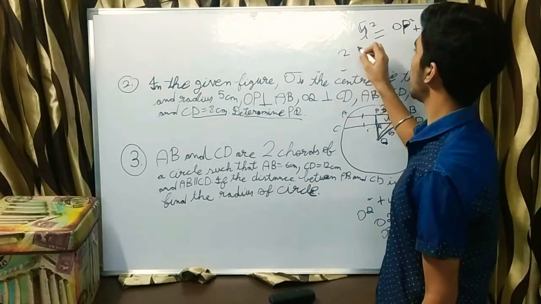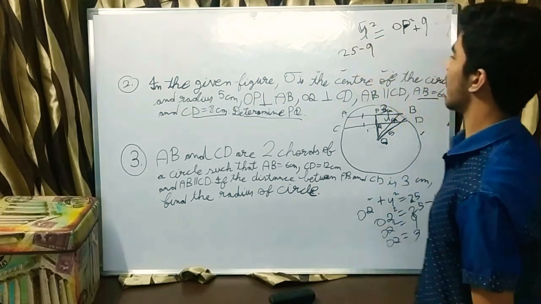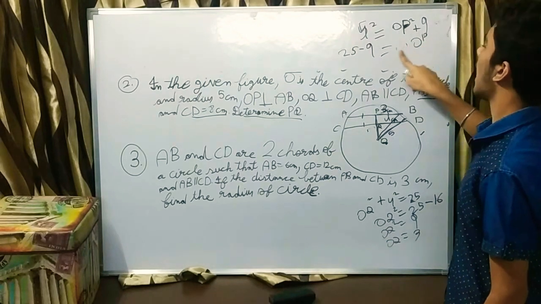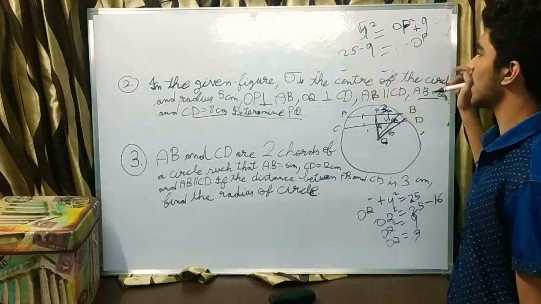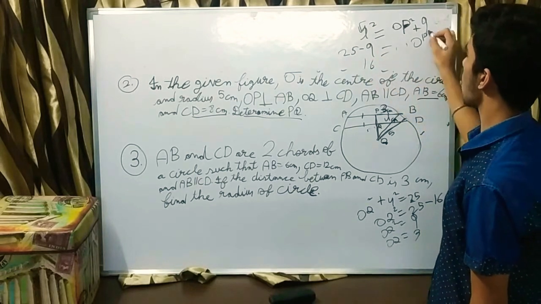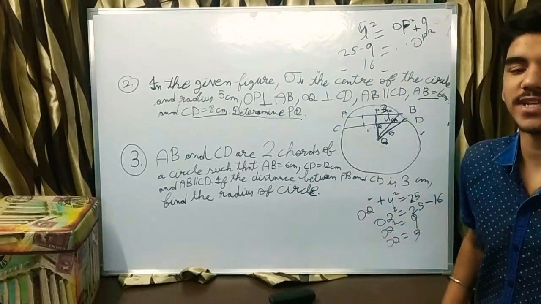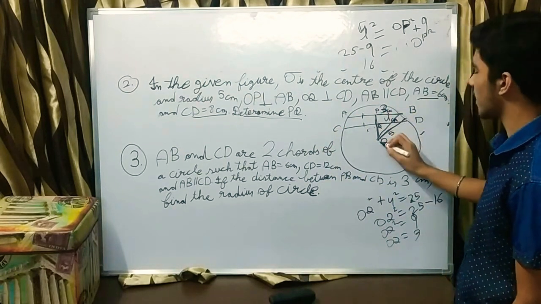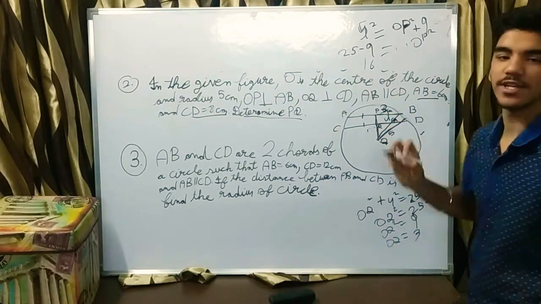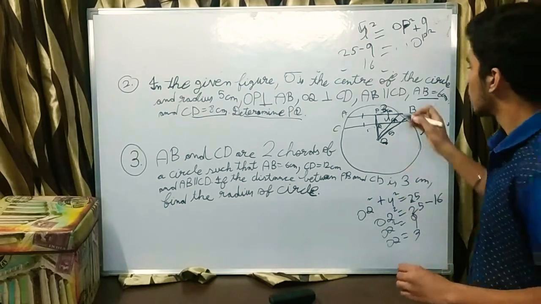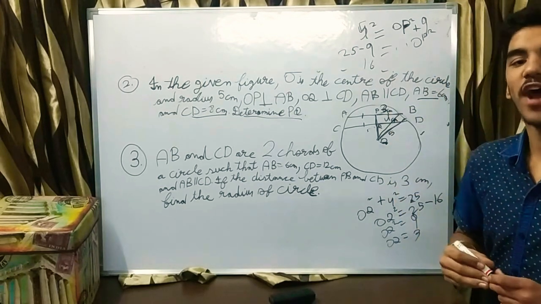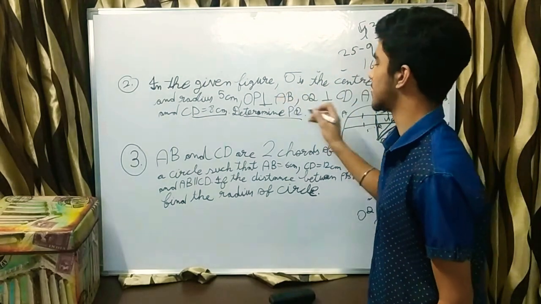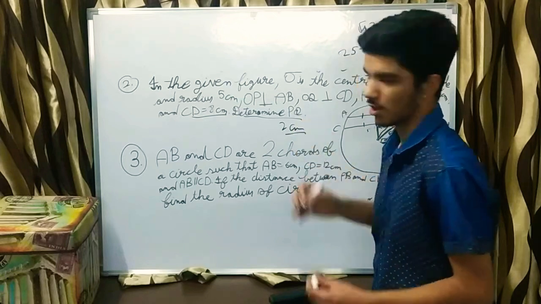Now 25 minus 9 is equal to OP square, and 25 minus 9 is equal to 16. So we can say that OP is equal to 4 centimeter. Now if OP is 4 centimeter and OQ is 3 centimeter, so PQ's value would be 5 minus 3, which is equal to 2 centimeter.